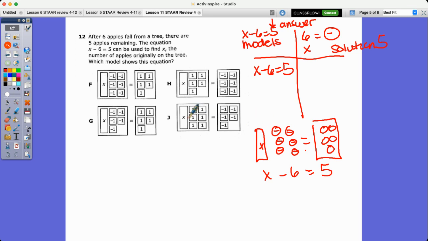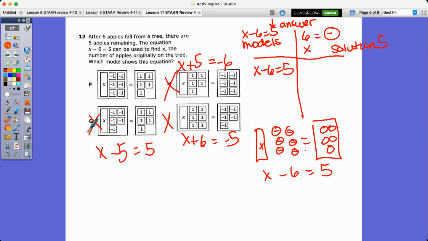Now let's see if we can find a match. I have right here, x plus 6 equals -5. Is that what they want? No. How about this? x plus 5 equals -6. No. x minus 5 equals 5. Once again, no. x minus 6 equals 5. The correct answer is F.